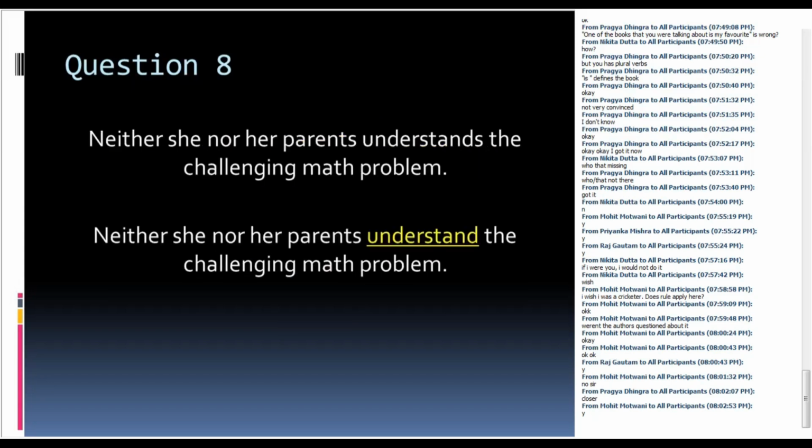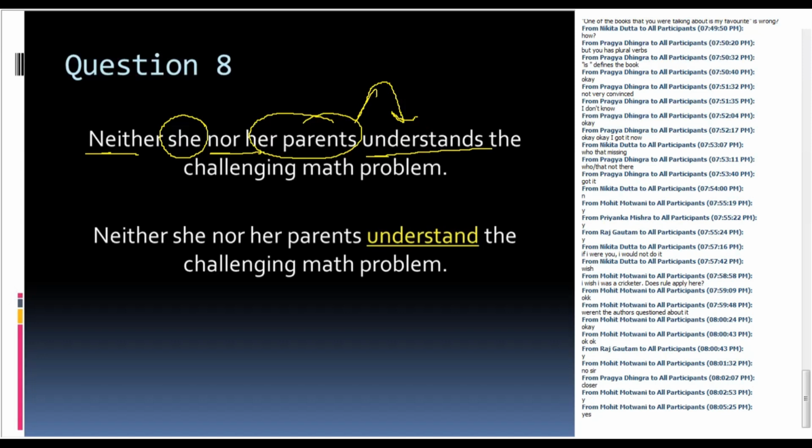Neither she nor her parents, neither nor. One is singular, one is plural. Now, parents is plural. So I cannot use a singular verb here. Because parents is plural and the verb is closer to the plural subject, I will have to use a plural verb, understand. Neither she nor her parents understand the challenging math problem.